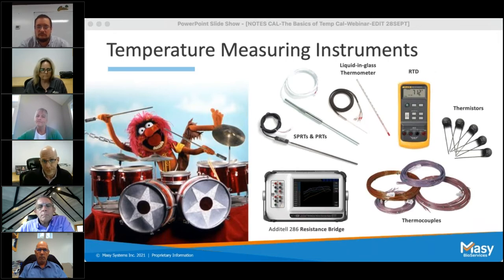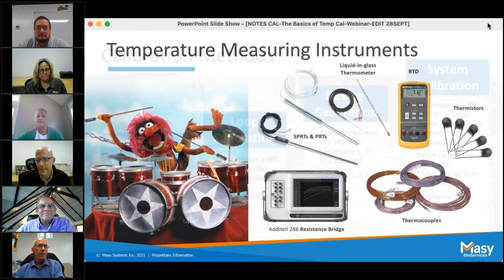And finally, resistance bridges. These measure resistance ratios with extremely high accuracy. These are also otherwise known as super thermometers. They can measure temperature. They can also measure voltages and such as well, resistance, of course, as well. We're super excited here at MASI. As you'll see on your screen, we have an Aditel 286 resistance bridge, AKA super thermometer. And we are about to be proud owners of one of these so we can actually test it out and see how great this product actually is. So thank you very much, everybody.